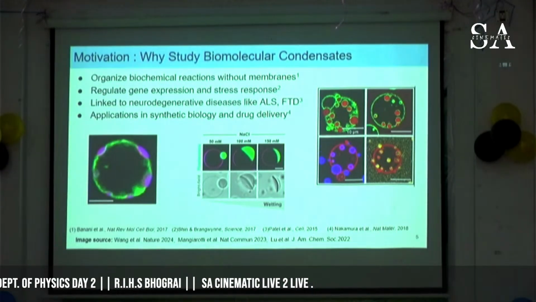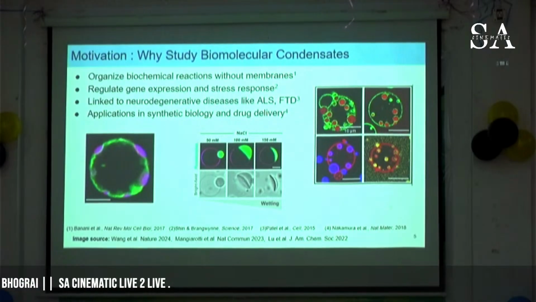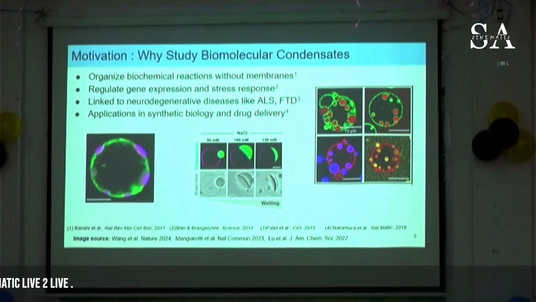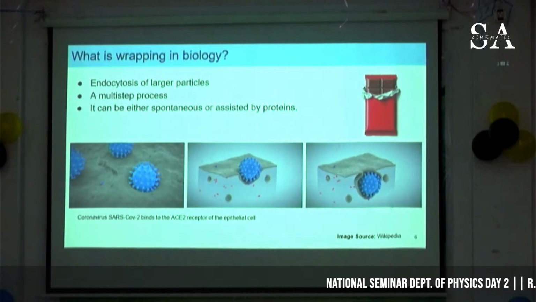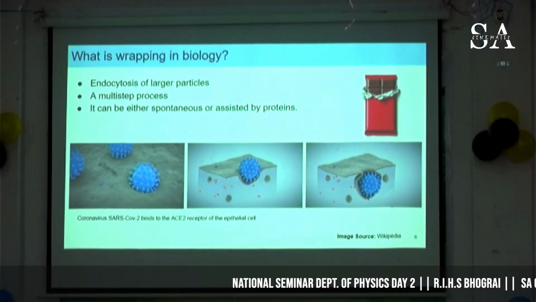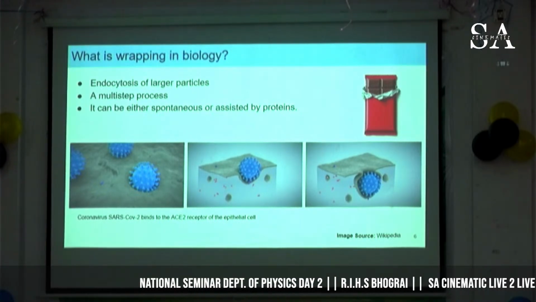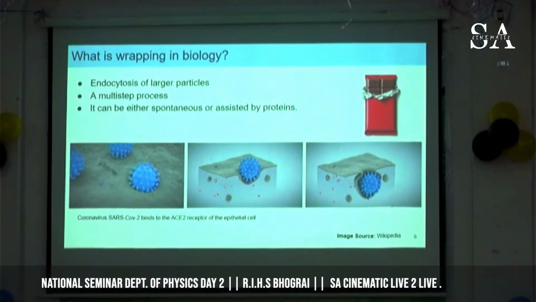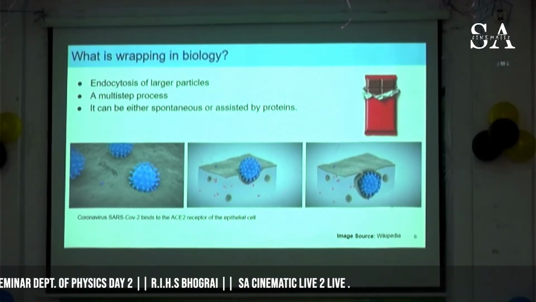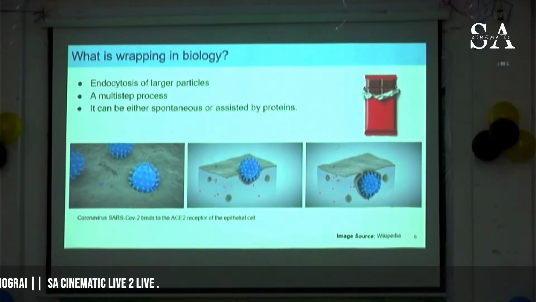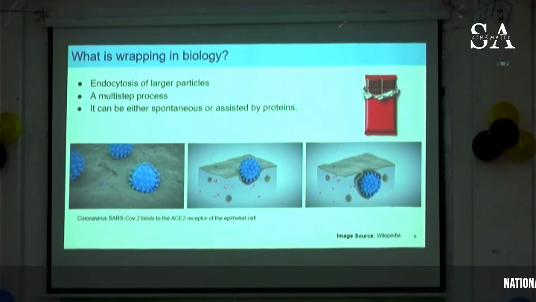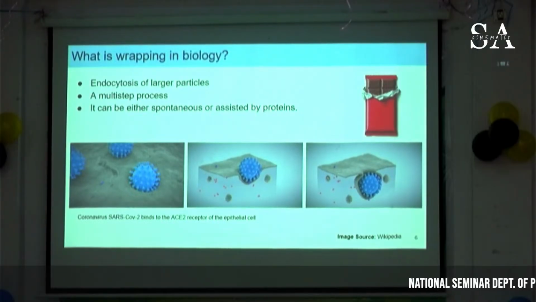There are many experimental studies also by physicists. If a particle or a larger particle wants to travel from one side of the cell to the other, it will go through the process of wrapping. For example, you can see the coronavirus. It is going from outside of the cell to inside of the cell by the process of wrapping.